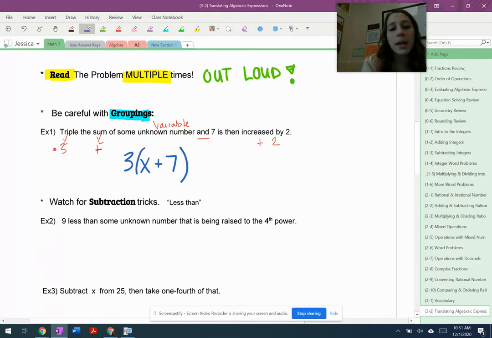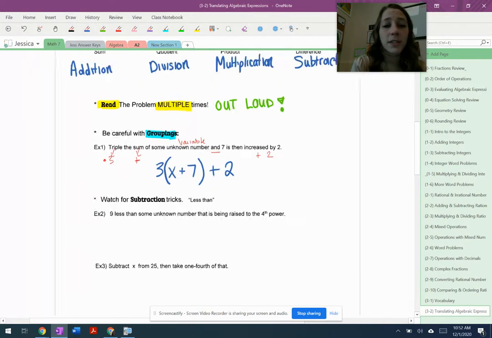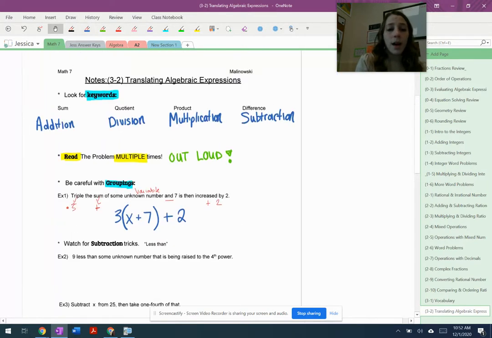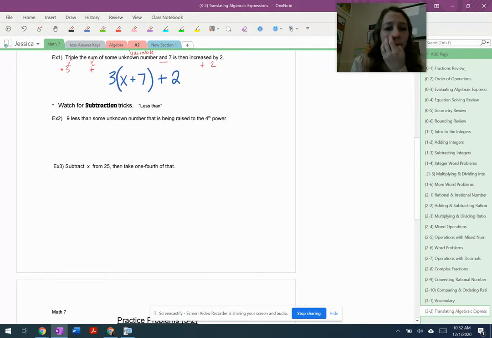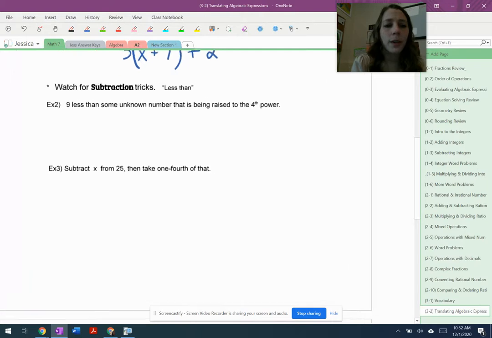So to make it multiplied by the entire x plus 7, I'm going to put the x plus 7 in parentheses. That would show me that the 3 gets multiplied by both of those pieces. And then finally, the last piece is then increased by 2. Well, there's where my plus 2 comes in. And there is our first example. Let's finish this whole thing off real quick because it's going kind of quick.